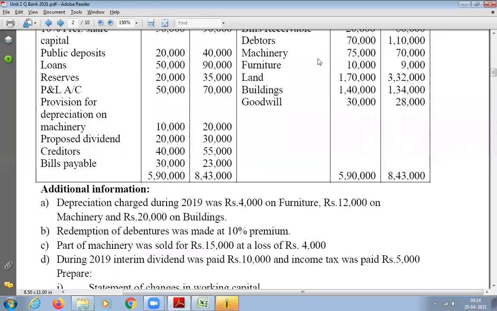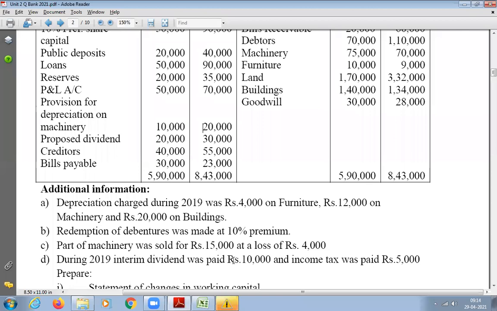Next, anything else we have to find out? Now look at the furniture. Any difference in furniture? Furniture opening balance is 10,000, closing is 9,000. So how much is the difference? 1,000. Then see, is any other data given about furniture? Any purchase, sale, or depreciation? Depreciation is given, 4,000. So if you remove 4,000, the balance should be less than that, but it is showing only 1,000. Then there is some hidden transaction.